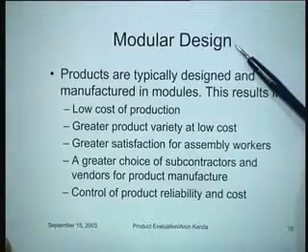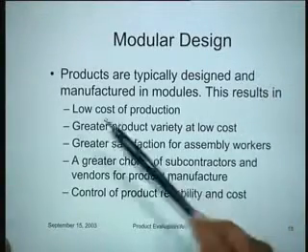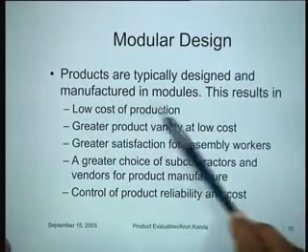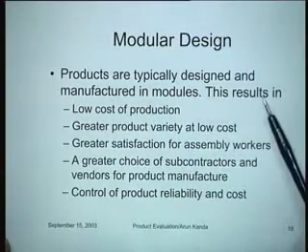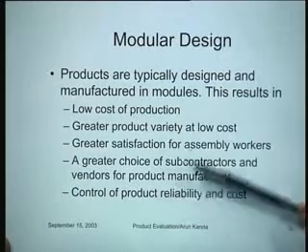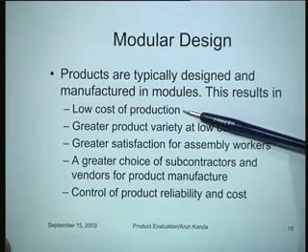Another important concept which occurs in product design is the notion of modular design. When you talk about modular design, we say that products are typically designed and manufactured in modules. Why? This results in various advantages. Some of the advantages are there is low cost of production if products are produced in modules. The modules would be like, for a car, you have the engine, you have the carburetor, you have the brake assembly and so on. So these are actually individual modules and the whole production takes place module wise.